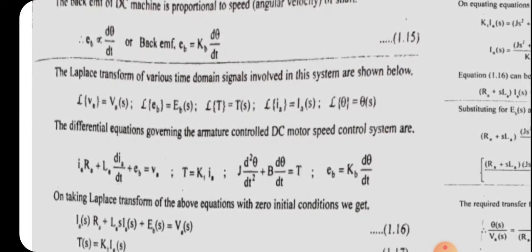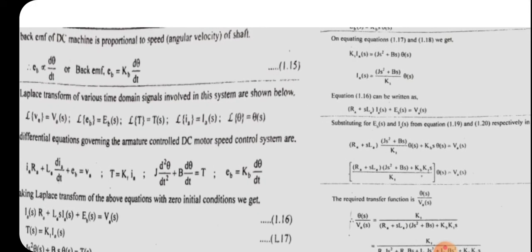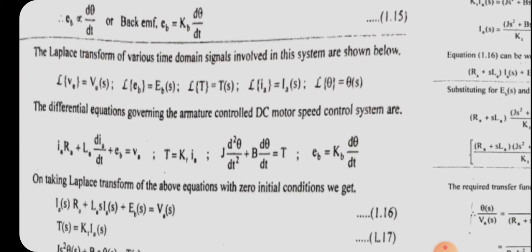Now the Laplace transform of the various time domain signals can be found. What are the signals? VA is an input signal, EB is the back EMF, T is the applied torque, IA is the current, and theta is the angular displacement. So we can write the Laplace transforms: VA becomes VA of S, EB becomes EB of S, torque becomes T of S, IA becomes IA of S, and theta becomes theta of S.